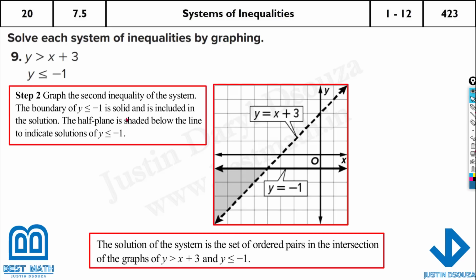Even over here, it's pretty simple. Now make sure about the inequality sign, which will impact your lines. When it's only greater or less than, I'm just going to write it. When it's greater or less than, it is dotted lines. When it's greater than or equal to, less than or equal to, it will be straight lines.